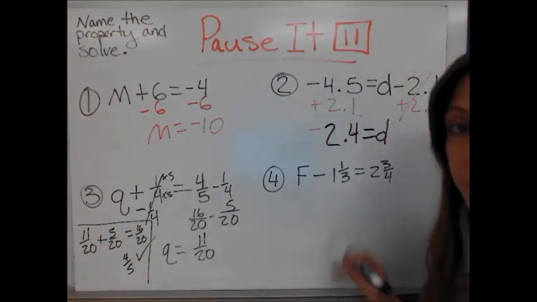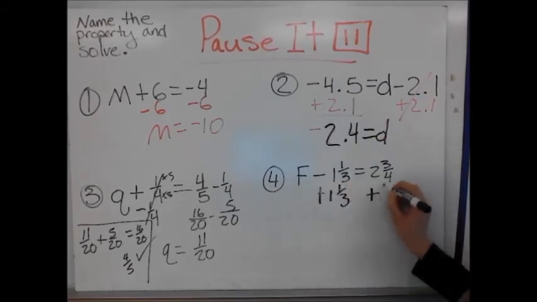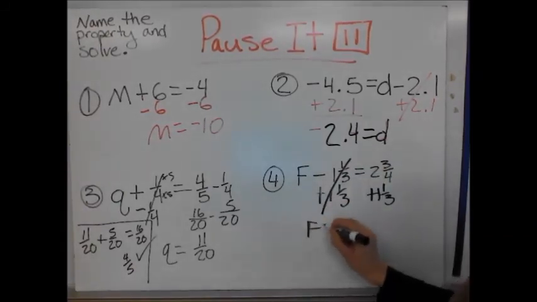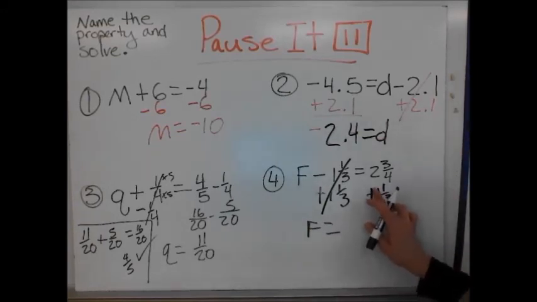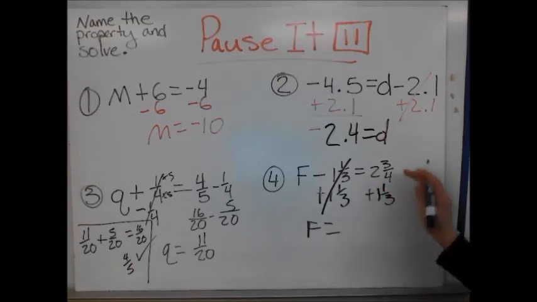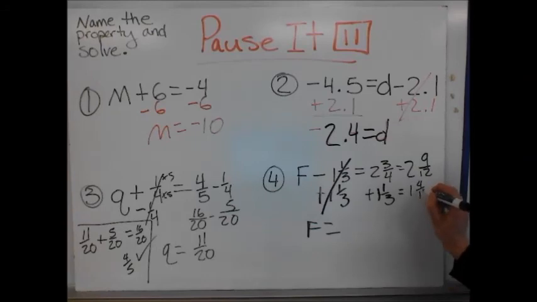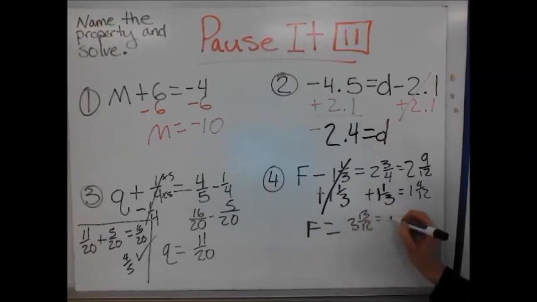Last one, number 4. F minus 1 1/3 equals 2 3/4. I have to add 1 1/3 to both sides. Okay, this would cancel out. I end up with F equals, I got to get common denominators here. The least common multiple of 3 and 4 is 12. So I get 2 and 9/12 and 1 and 4/12. And when I add them together, I end up with a 3 and 13/12. 13/12 is improper, so that's going to become 4 and 1/12.